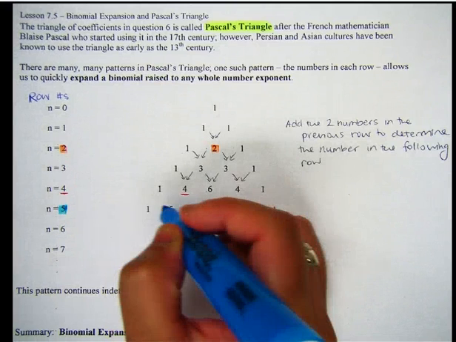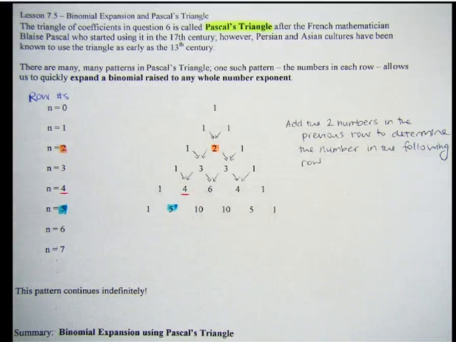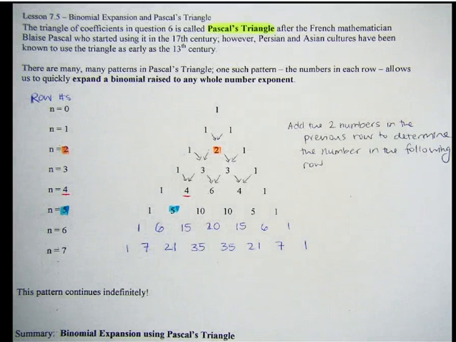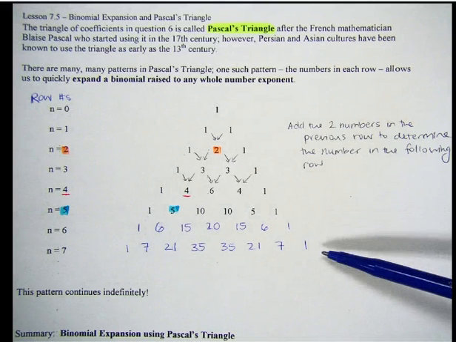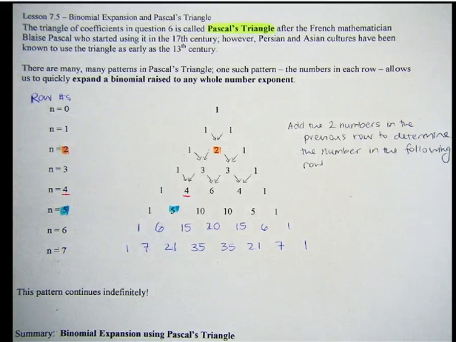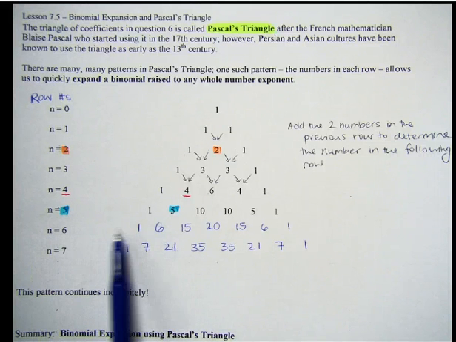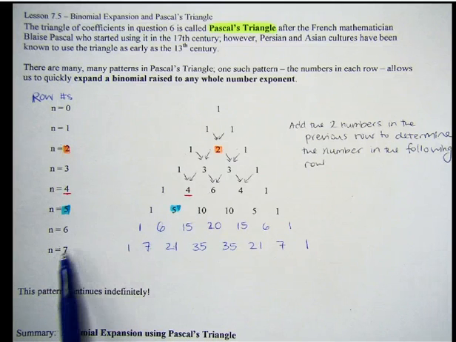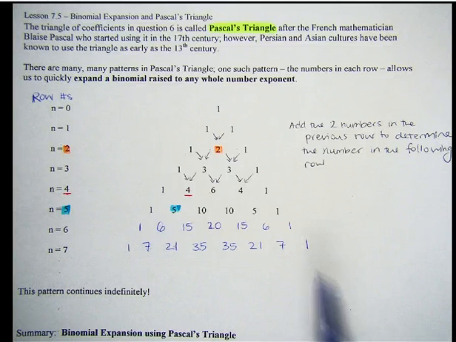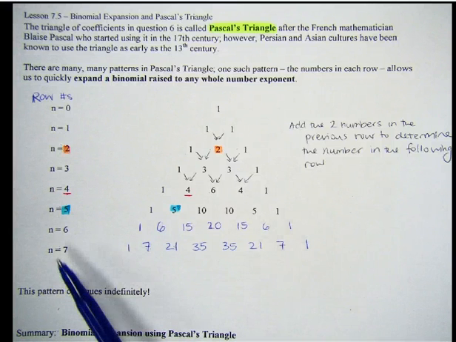Try to figure out the numbers in row n equals 6 and n equals 7. So pause the video and come back to it. And here are rows n equals 6 and n equals 7. And as you can see, this pattern would continue on forever and ever and ever. And the nice thing about this pattern is the first half of the row is just mirrored in the next half. Okay? If it's an even numbered row, there's going to be an odd number of terms. And if it's an odd numbered row, then there's going to be an even number of terms, because if you remember from the previous example, we always had the row number plus 1 terms. I'm going to write that down.